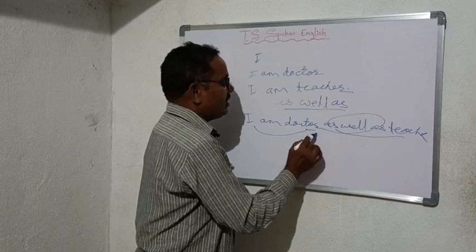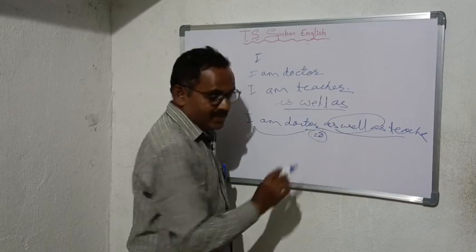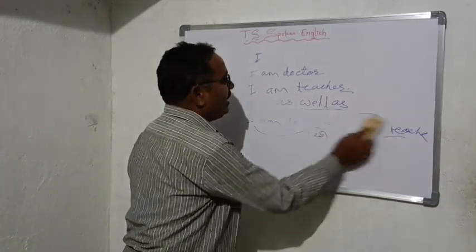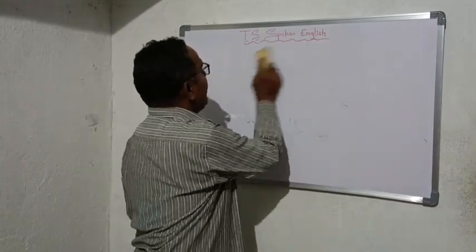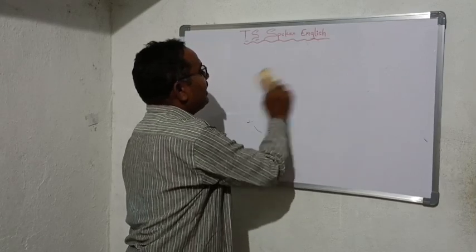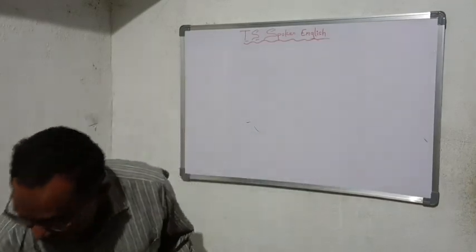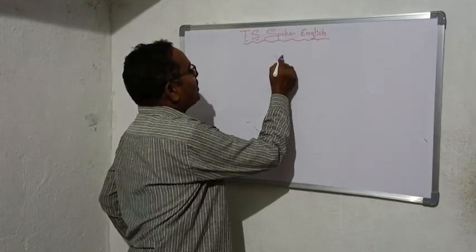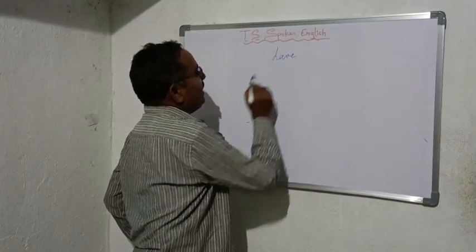Now friends, you write down as many sentences as possible. You write down many sentences here, not only a single sentence. Now come to the next one. How to write the next one? I have told you how. Have.